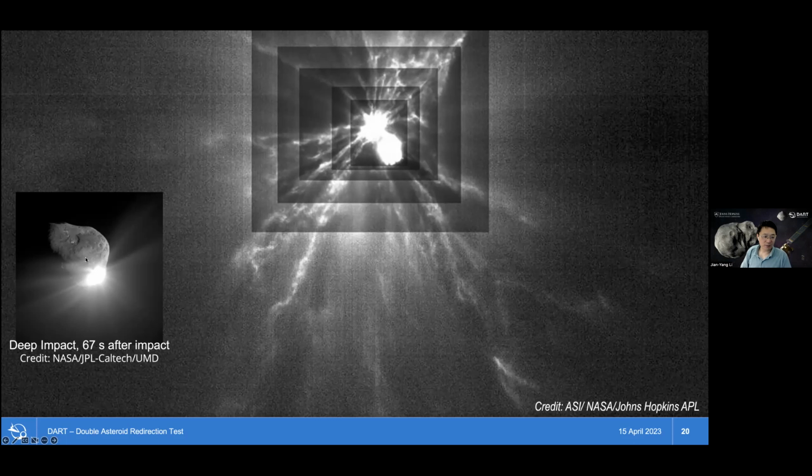And on the left, I put an image of Deep Impact ejecta just for comparison. You can see that they're so different. Deep Impact impacted a comet, comet Tempel 1, and you can see that the ejecta is very smooth, with ejecta rays coming from the center. But in the case of Dimorphos ejecta, it has a lot of structures in it, quite different, and that's just because of the different target properties.